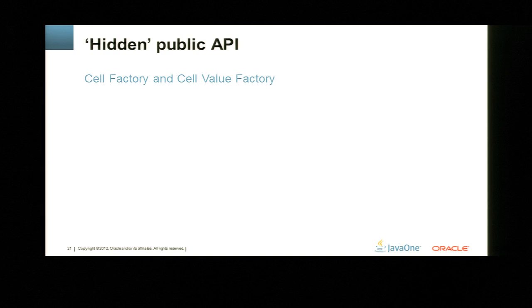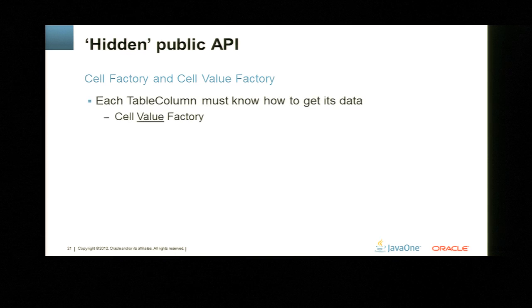So, a thing that trips people up is that there's 2 properties of table column that are named very similarly. There's the cell factory and the cell value factory. So the first thing I wanted to do is just clarify what they each mean. And the most important one of the 2 is the cell value factory, because that tells the table column what the data is that it needs to retrieve. So when it's given a person object, the cell value factory is the thing that's extracting out the first name value from that person object.